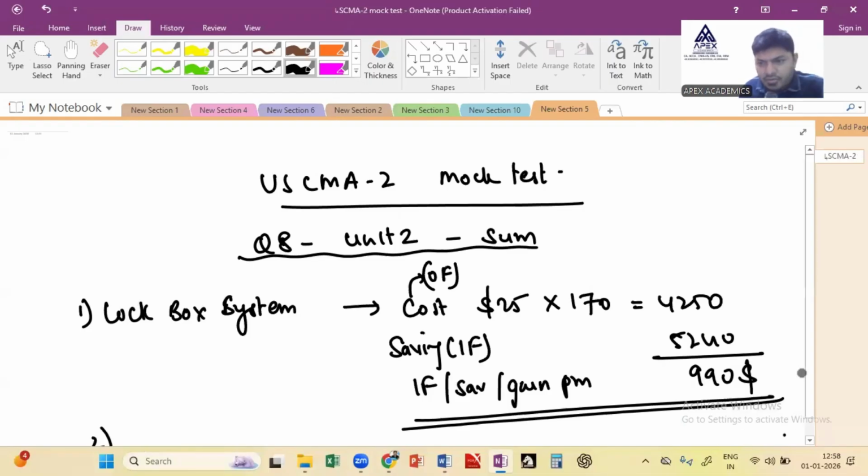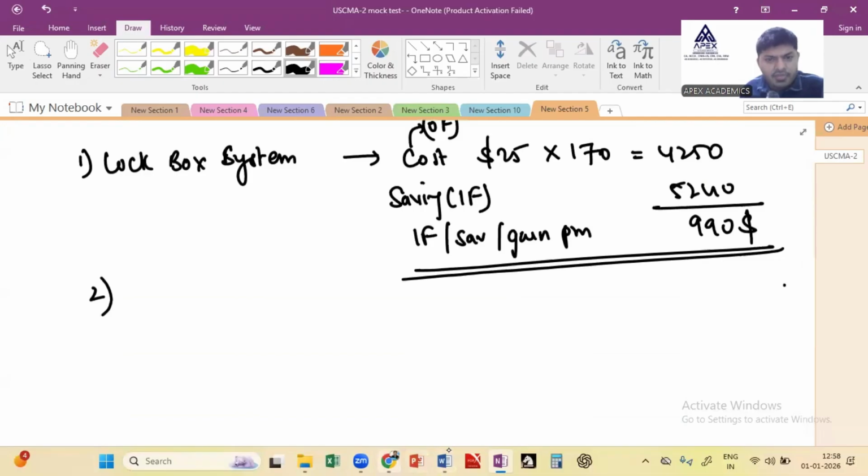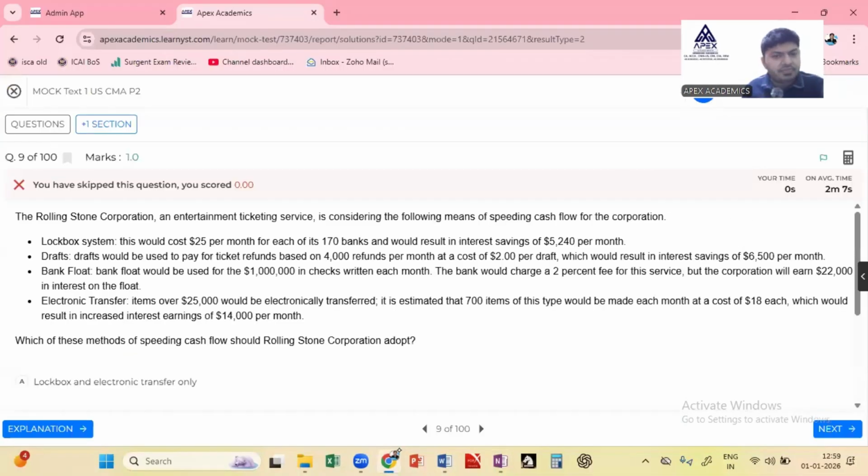Now, what is my second option? In my second option, they are giving me a draft system. Now, what is a draft system? The draft system will be used to pay for the tickets refund based on 4,000 refunds per month at a cost of $2 per draft. And this will result in an interest saving of 6,500 per month.